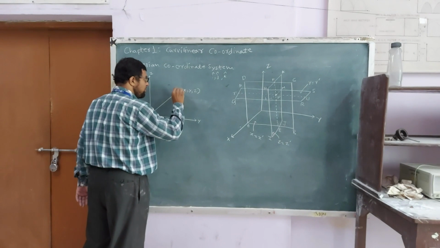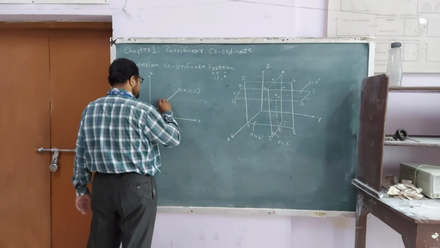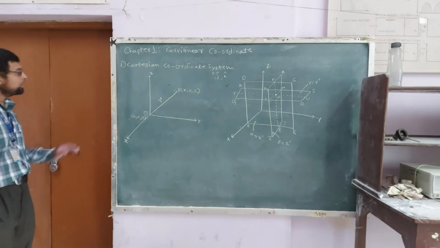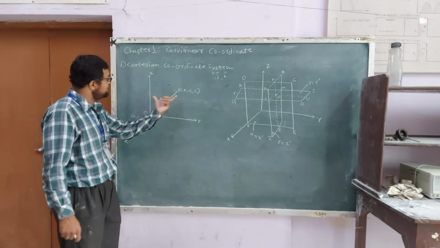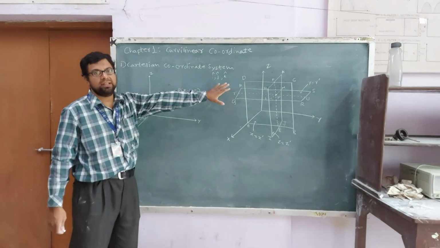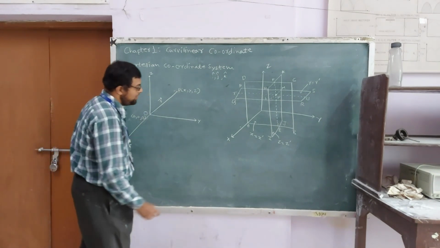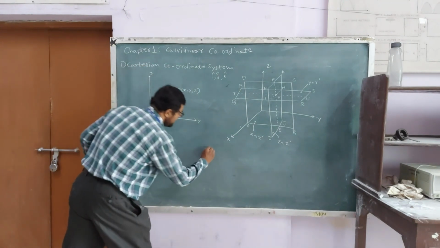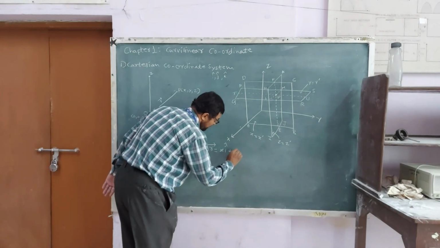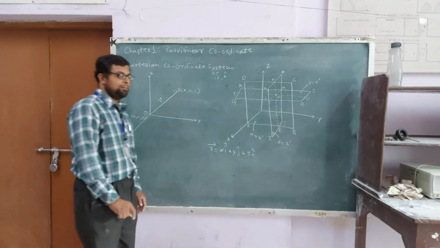This is the position vector from point O to point P. And this vector, we will call it small r bar vector. Now, this vector is nothing but what? Since we know that along x, y and z directions we have unit vectors i cap, j cap and k cap, therefore this vector, that is r bar, can be written as x into i cap plus y into j cap plus z into k cap.